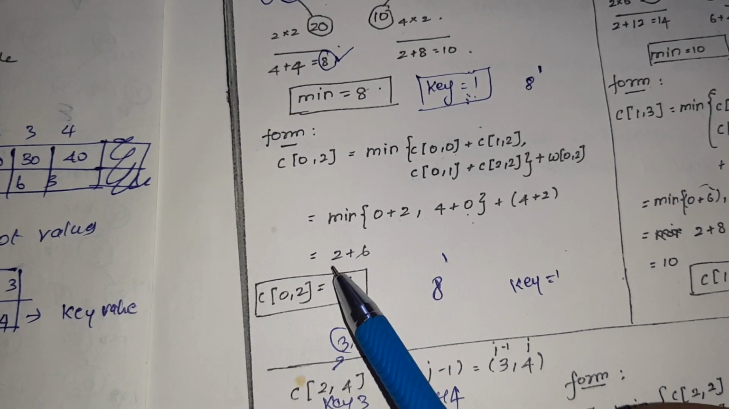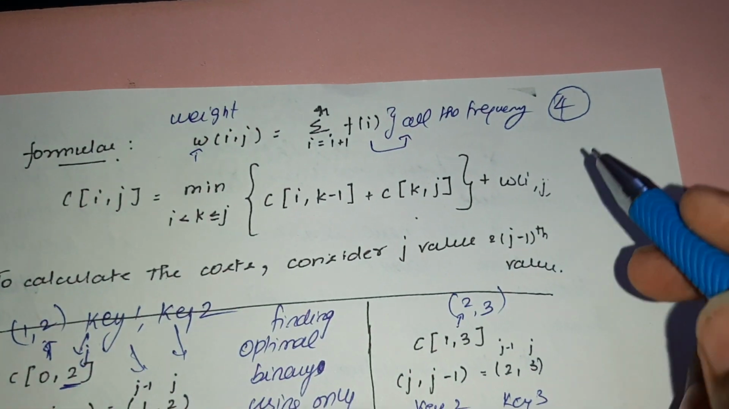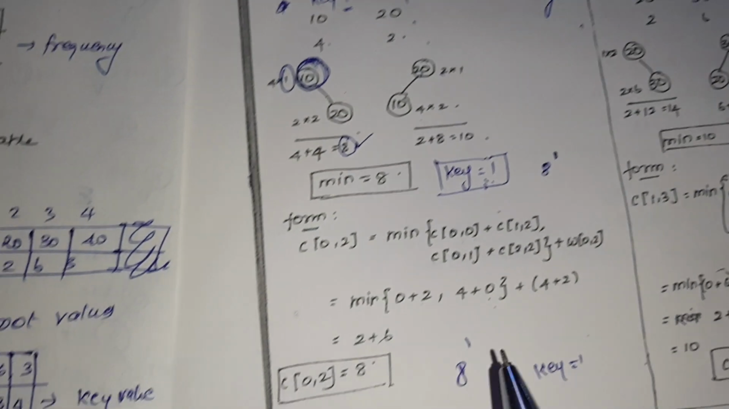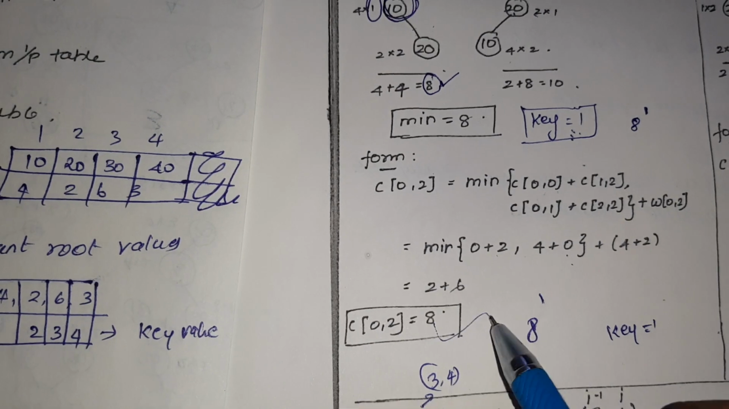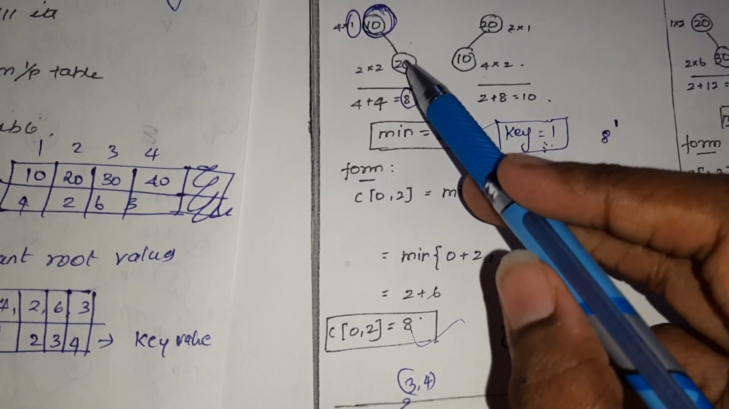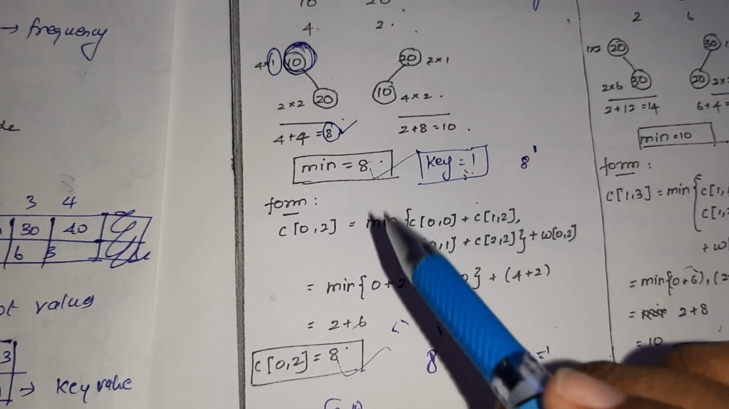So we are going to take 2 plus, according to the formula, at last we should add the weight. That's why here I am giving the weight value. So what I am going to keep here, I am getting 8. I already said this value and this value are the same, right? So you can follow either this one or this one, but the formula is very, very important.